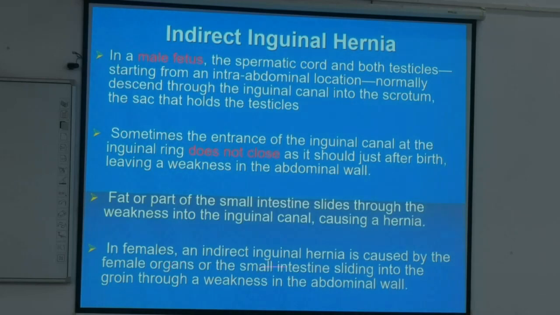And in females, an indirect inguinal hernia is caused by the female organs or the small intestine sliding into the groin through a weakness in the abdominal wall. Female organs means ovaries can enter, or part of the small intestine or fat.